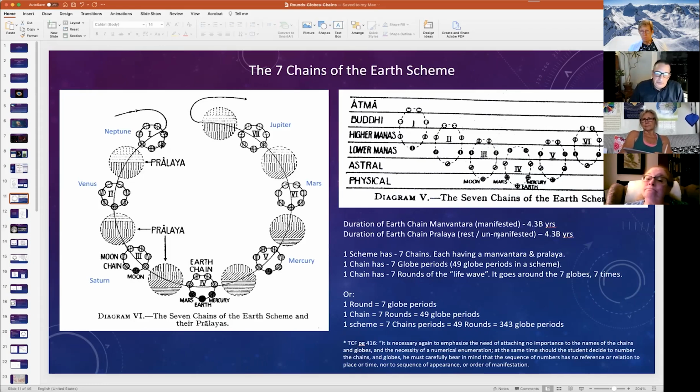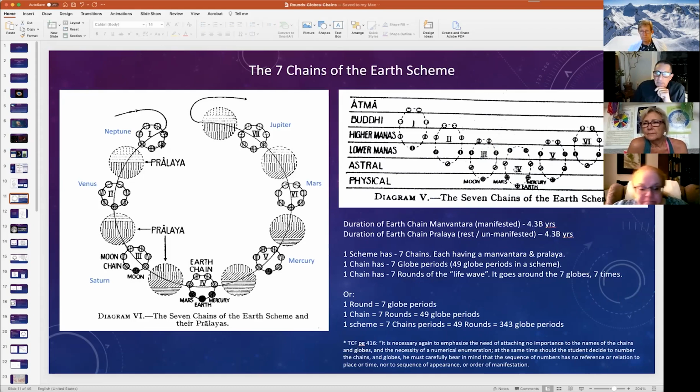So this is one of the few places where you're going to get any numbers. It says that the duration of the chain is 4.3 billion years. So the entire duration of the earth chain, and we're not there yet. We're only about halfway through, which is why it's said to be around 1.9 billion. I'll give you some of the numbers on that.